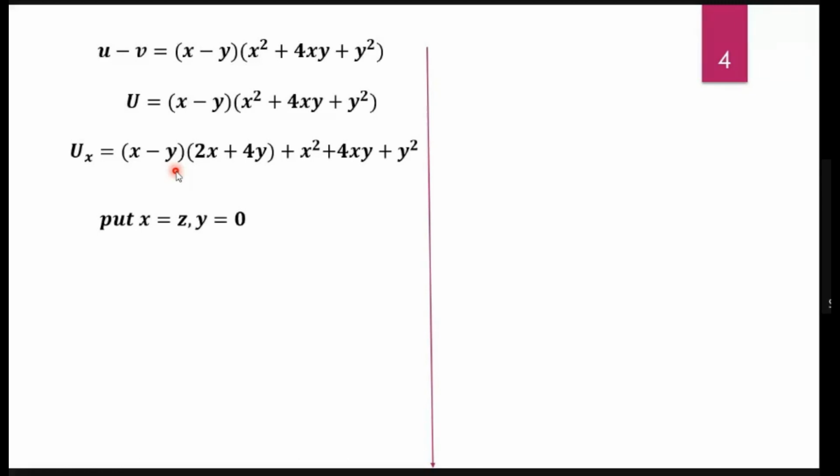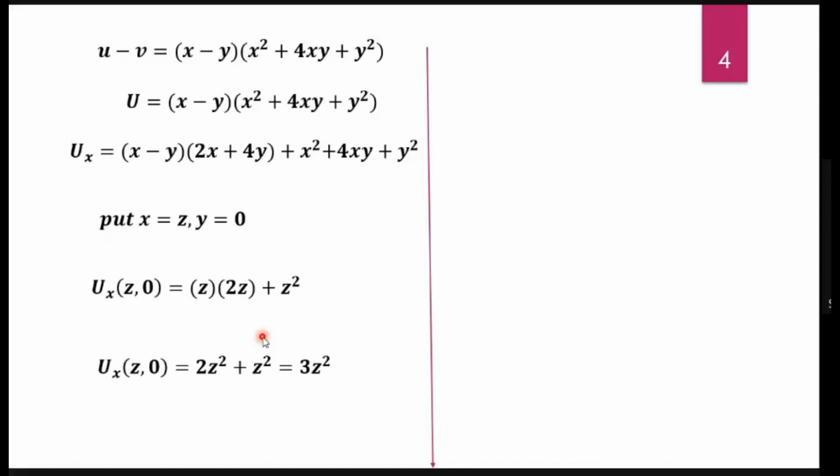तो ux क्या हो जाएगा? x के बदले अगर z पुट किया तो यहाँ पे z माइनस 0 तो z बचेगा. यहाँ पे 2z प्लस 0 तो 2z बचेगा. प्लस x के बदले z है तो z स्क्वायर रहेगा. यहाँ पे y 0 है, यहाँ पे y 0 है. तो आई विल गेट ux इज इक्वल टू 3z स्क्वायर प्लस z, 2z स्क्वायर प्लस z स्क्वायर, which is equal to 3z square.